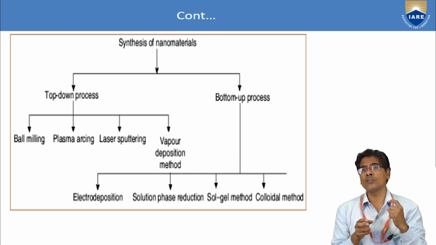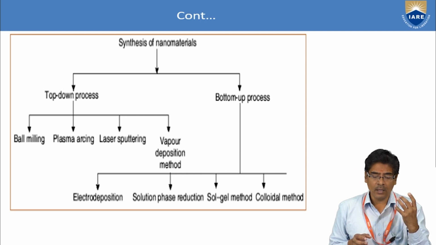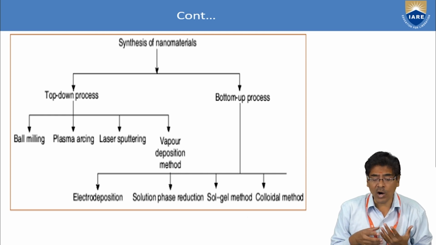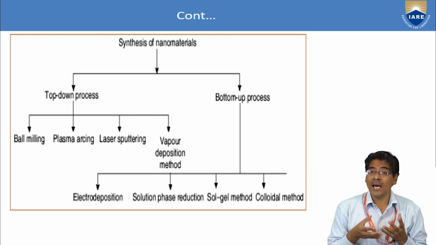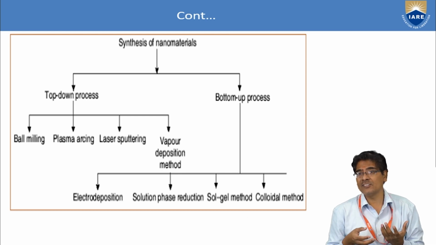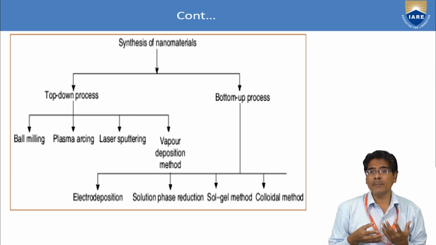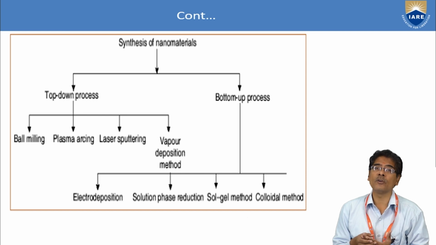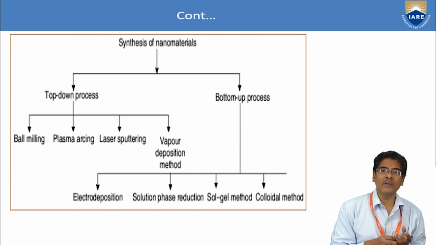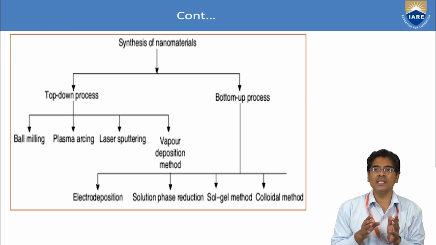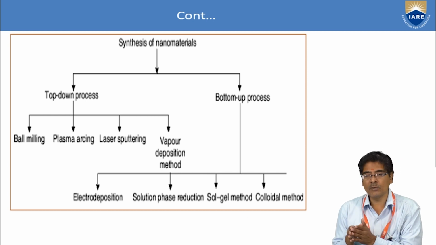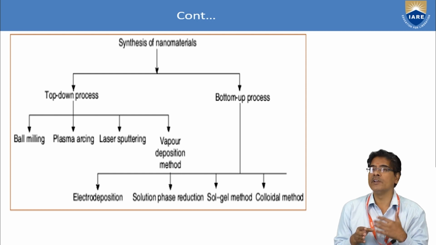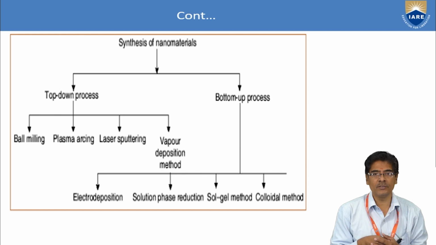In the top-down process, the methods that we use are the ball milling method, plasma arcing method, laser sputtering, and the vapor deposition method, right? So these are the various methods that we use in the top-down process. What is a ball milling method? We'll discuss each and every method from the top-down process and bottom-up process in the coming future video lectures, right?